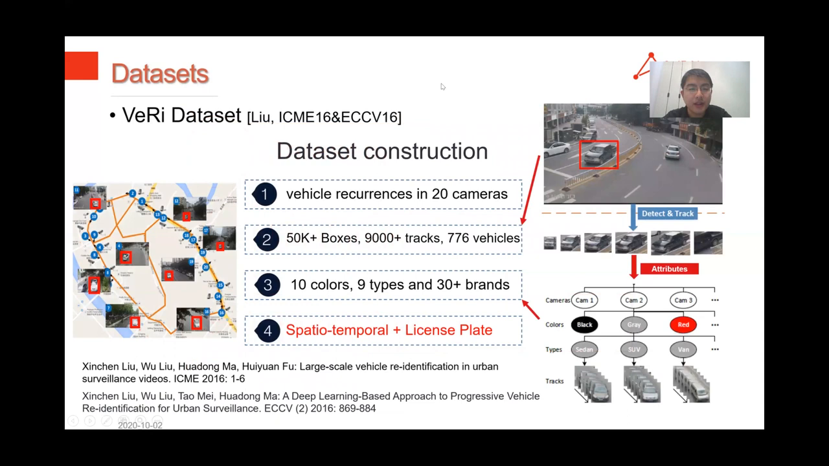First is about the data side. We propose one of the first vehicle re-identification datasets, named VeRi. This dataset contains vehicle images recorded by 20 cameras. We labeled more than 50,000 boxes, 9,000 tracks, and 776 vehicles. It also contains 10 different colors, 9 different types, and more than 30 different brands. Especially, our dataset also releases spatial-temporal information and license plate information, unlike other datasets. Researchers can use this information to investigate how to improve vehicle re-identification performance through multimodality information.